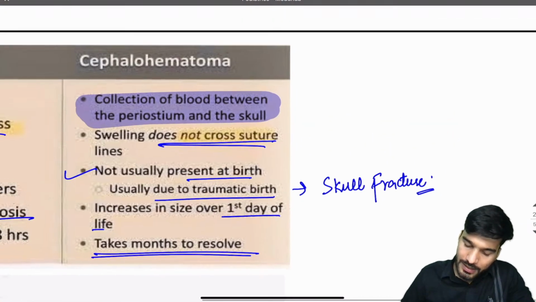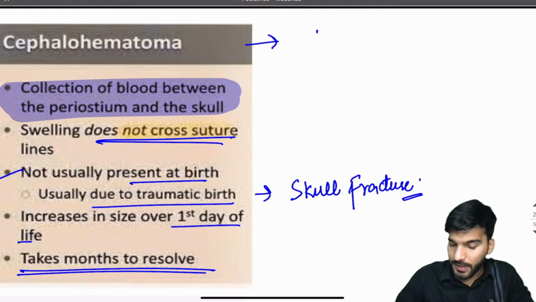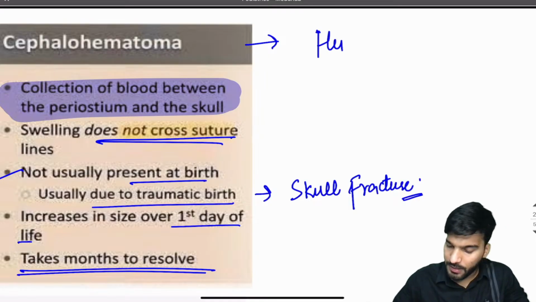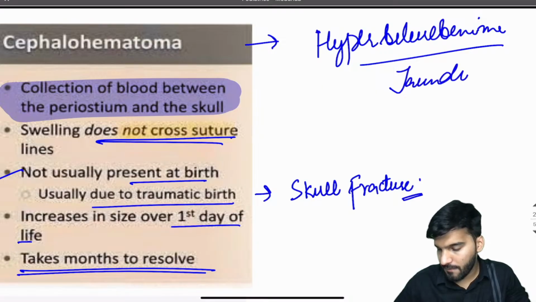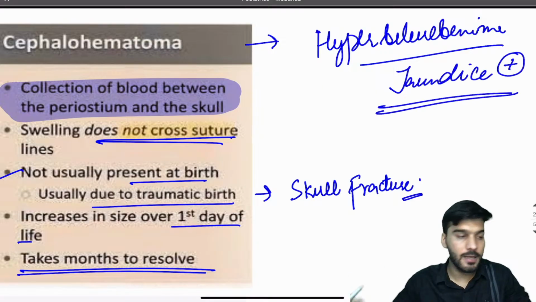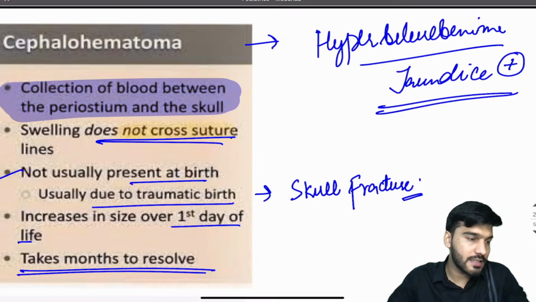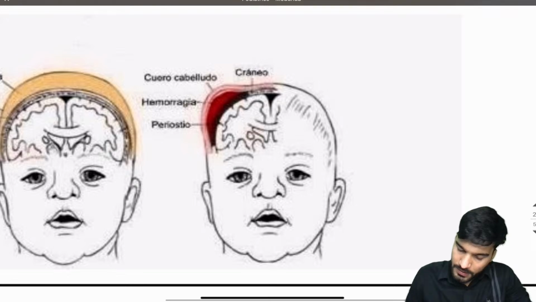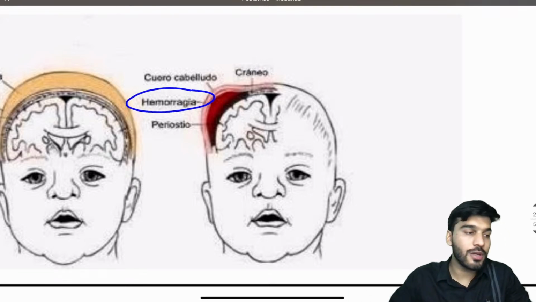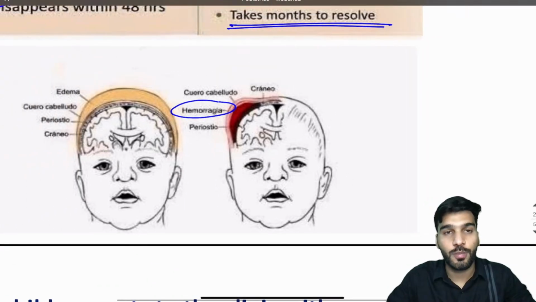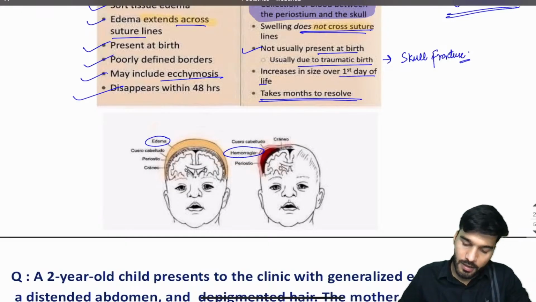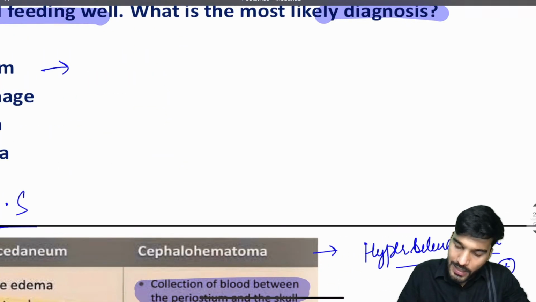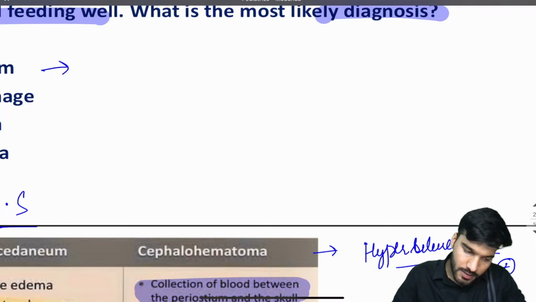Do remember, due to the collection of blood in cephalhematoma, there will be hemolysis and hyperbilirubinemia. That means jaundice will be there in cephalhematoma. So see, hemorrhage is there, due to which hemolysis, blood loss, increased bilirubin. And caput succedaneum is just an edema. So what is caput succedaneum? It's a swelling of the scalp due to subcutaneous edema.